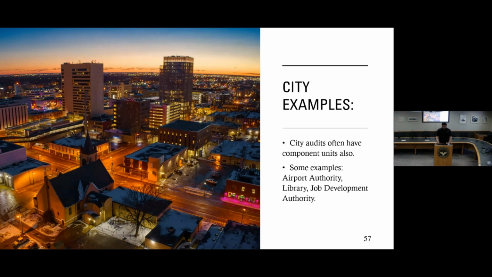The next example of a primary government I have is cities. Cities also do have component units. We typically don't see as many component units in city audits as compared to county audits. Some examples I have today are airport authorities, libraries, and job development authorities. There are other examples out there, like I mentioned earlier. There are some cities we audit that don't have component units just because they're smaller cities. Some smaller cities don't have an airport or a library, so there's no organization to evaluate. So it really depends on your city. And same thing as the county, I would highly suggest evaluating any organizations you think could be component units, just to be safe.